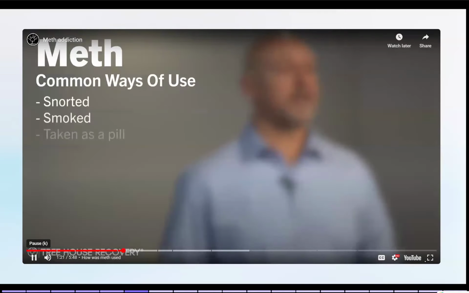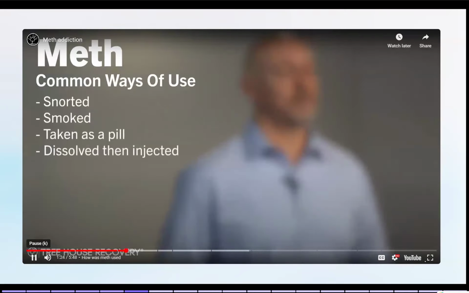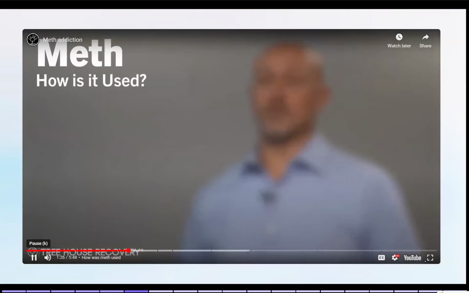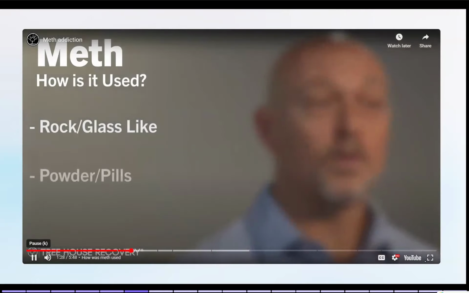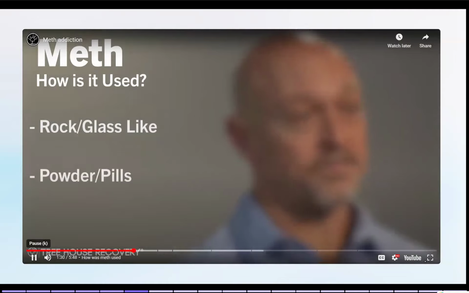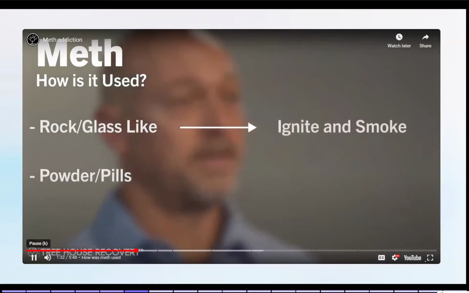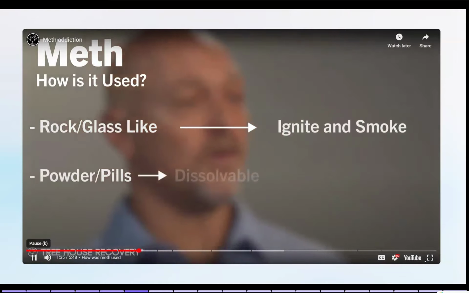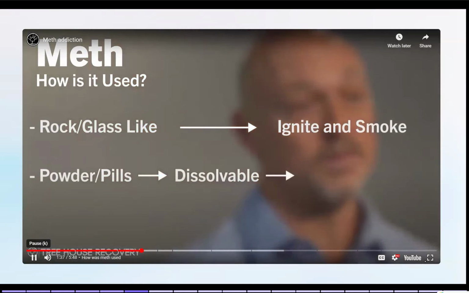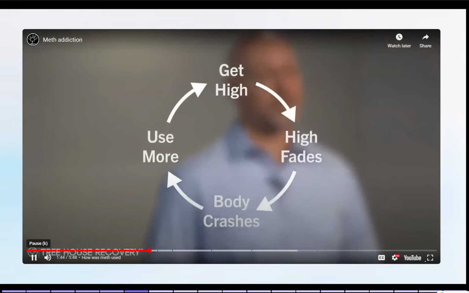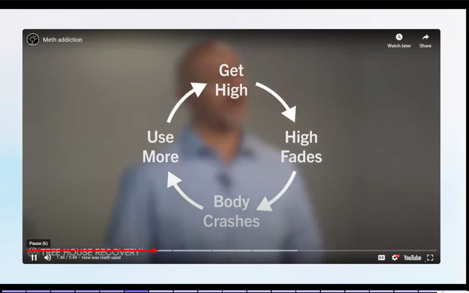How is meth used? Methamphetamine can be snorted, smoked, taken as a pill, or dissolved and then injected. Meth is usually sold either as a blue or white rock, glass-like fragments, powder, or pills. In its rock or glass form, meth is easy to ignite and smoke. In its powder form, it dissolves easily in liquids, making it easy to ingest or inject. Most meth users follow a binge and crash pattern where they use more as soon as it wears off. During these binges, they're usually unable to eat or sleep, so their bodies crash from exhaustion after several days.